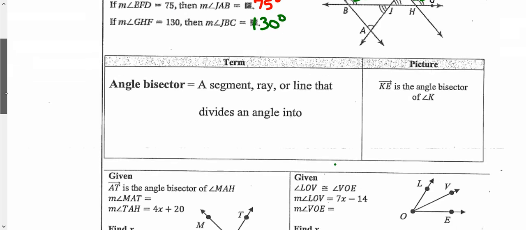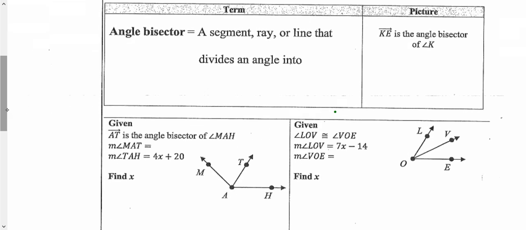Okay. Talk about angle bisector. Last section we talked about segments, and we talked about a segment bisector. Remember, that cuts a segment in half. So an angle bisector is a segment, ray, or line that divides an angle into two halves. So let's go ahead and take a look. We have KE, which is a ray. So ray KE is the angle bisector of angle K.